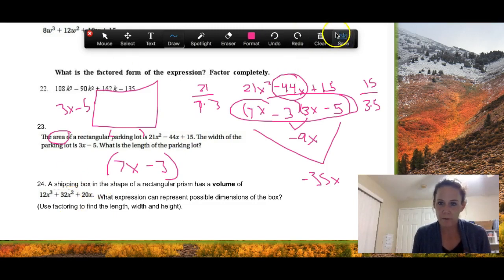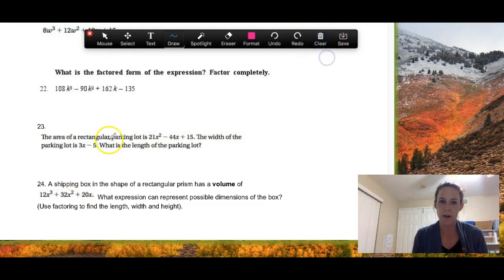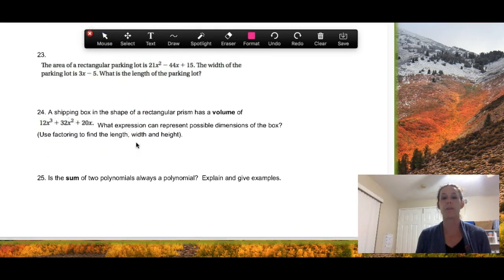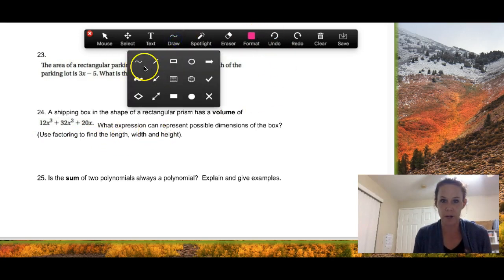Let's go on to 24. 24, a shipping box in the shape of a rectangular prism. So now we're looking at a prism. The prism has a volume of this. What expression can represent the possible dimensions of the box? Use factoring to find length, width, and height. We're talking volume here, not area, so be very careful.